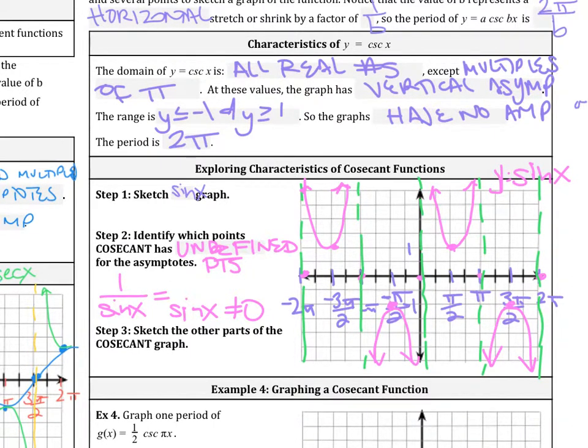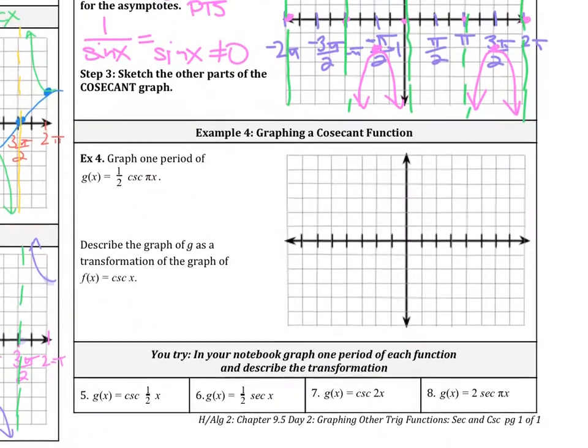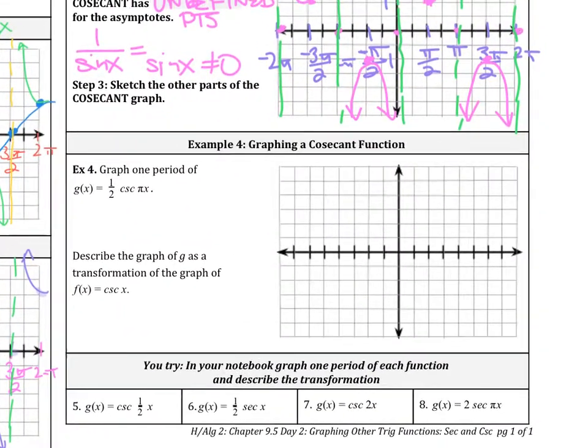Okay? So then I want you to go ahead and try out graphing this example here, graph a cosecant function with one period, 1/2 cosecant of pi x. So pause the video and try it out.